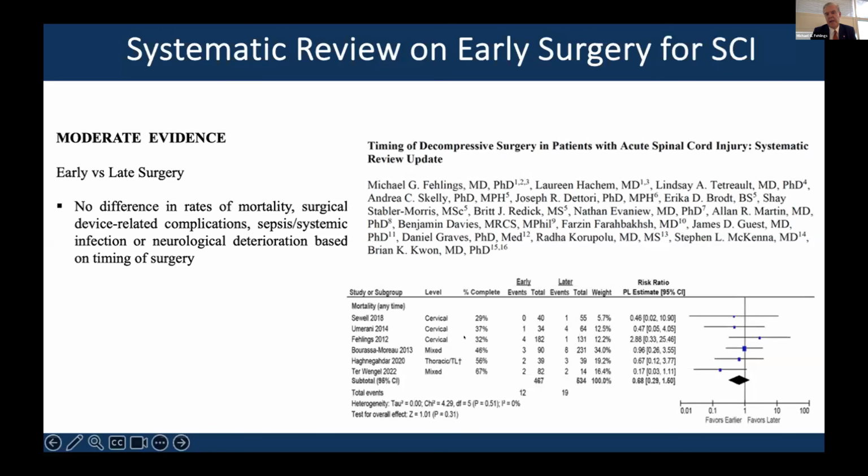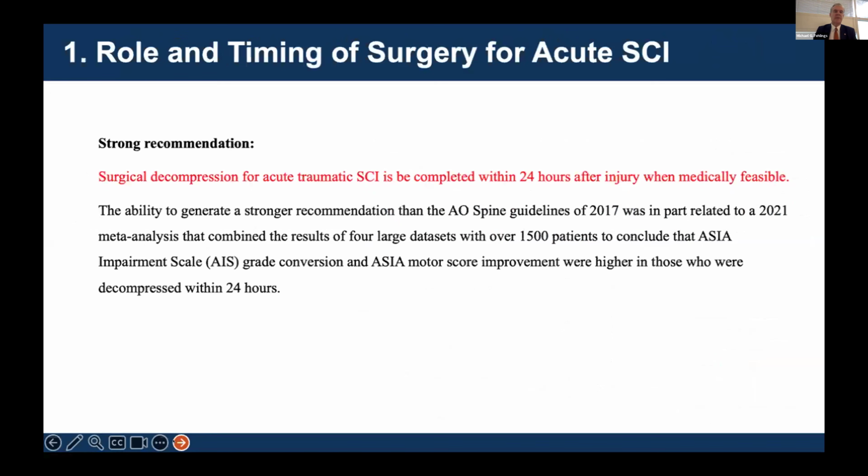So this is looking at the rates of mortality. We see it crosses the 0 line, so it was not significantly improved, but there was certainly a very interesting trend to reduce mortality with early surgical intervention. So based on this, a guideline has emerged with a strong recommendation that surgical decompression for acute traumatic spinal cord injury should be completed within 24 hours after injury.